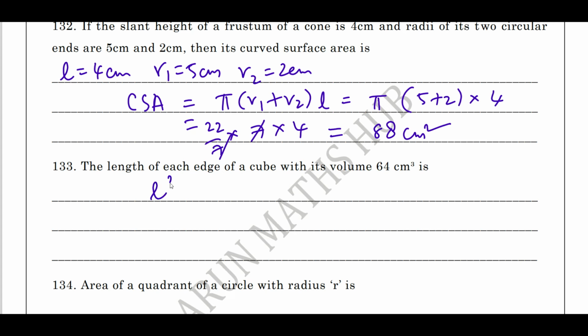Find the length of the edge of a cube whose volume is 64. So L cube equals 64. Volume of cube equals 64. L equals cube root of 64. We get L equals 4 centimeter.